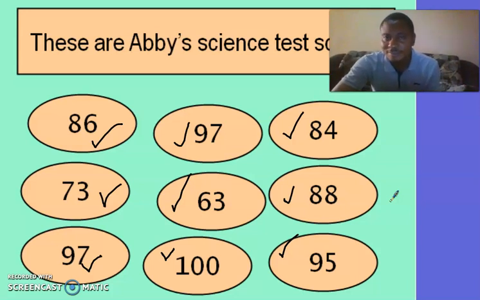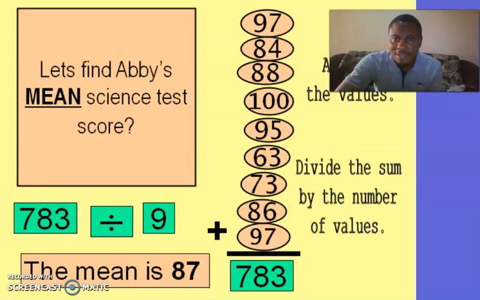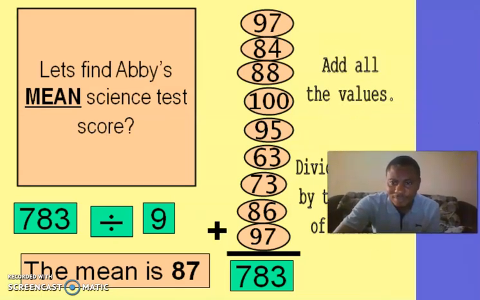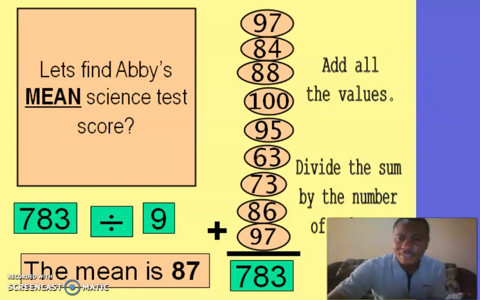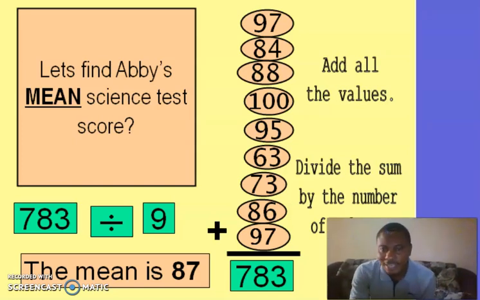So who is right? So we're going to find out who is right using the mean or the average. Now, what is the mean all about? Abby's teacher came in to settle the disagreement between the mom and the dad. So let's find Abby's mean science test score, which is the average.